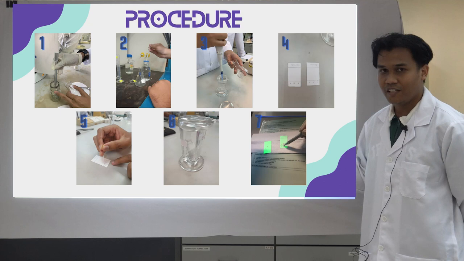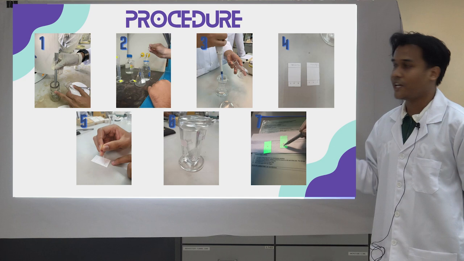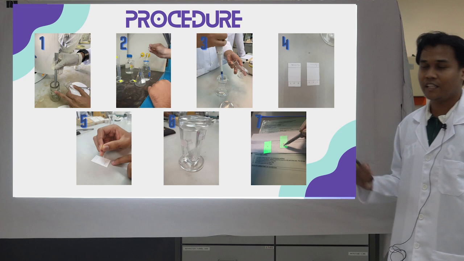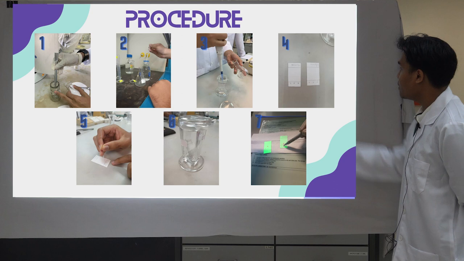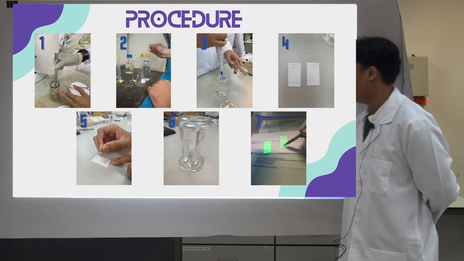After we prepare the developing solvents, we transfer them into the developing chamber. Of course, we use a pipette to make it more accurate. After that, we prepare two TLC plates, on which we will draw lines: first the baseline, and also the solvent front. Each of these plates, we will label with DCM-hexane and hexane-ethanol. And after that, we make a spot for each.